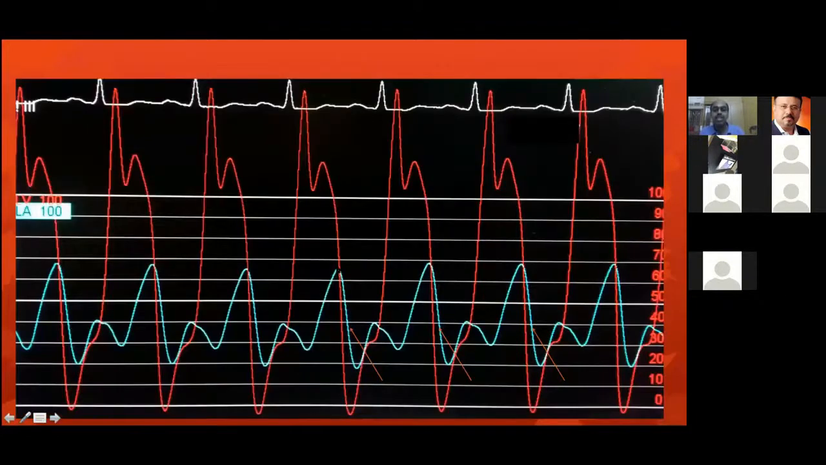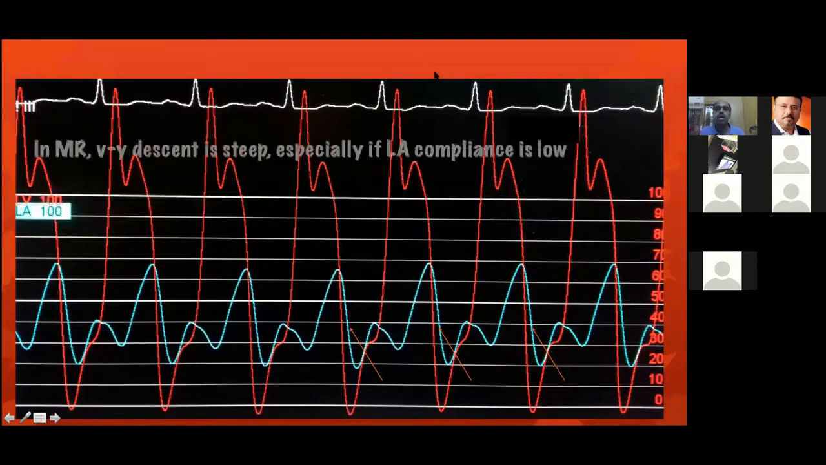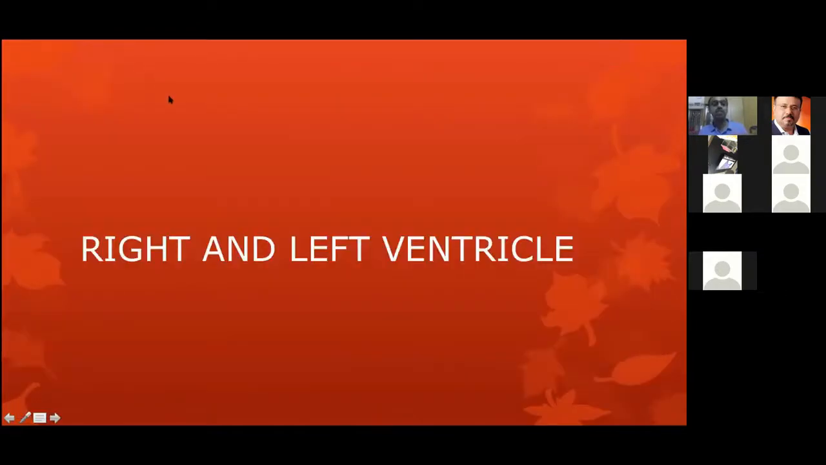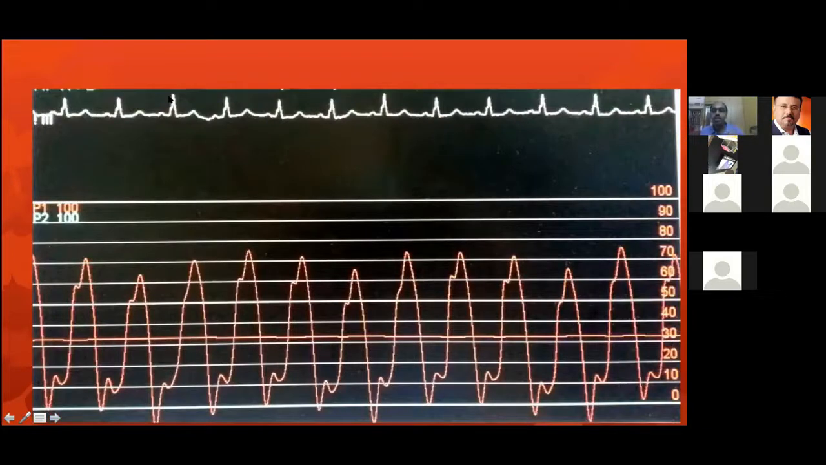But if it is mitral regurgitation, VY descent will be steep. V will steeply fall and the Y descent will be happening within the very, very early diastole. Mitral regurgitation, VY descent is steep. Now we have seen so far the atrial pressure. Now we are coming into the ventricular pressure.